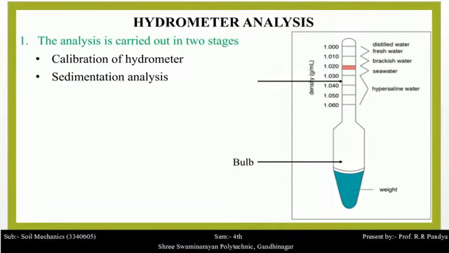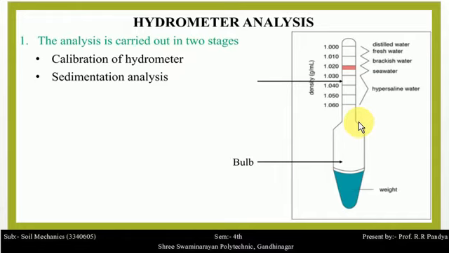Here you can see the figure of the hydrometer. See here, in the hydrometer there are some readings given on the upper level of the tube, which is given as density in gram per milliliter. Here is the density of distilled water, fresh water, brackish water, sea water and hypersaline water. These are the values given. Then at the bottom there is a weight which is prescribed for these particular densities, and in between there is a glass bulb.